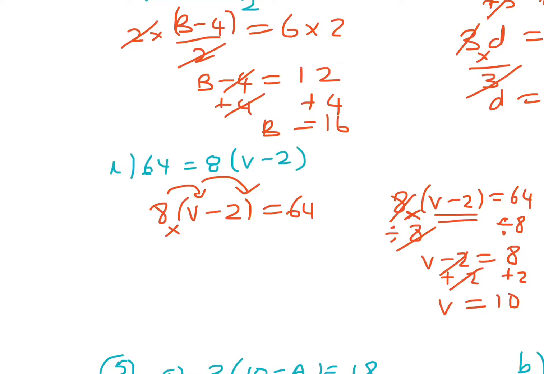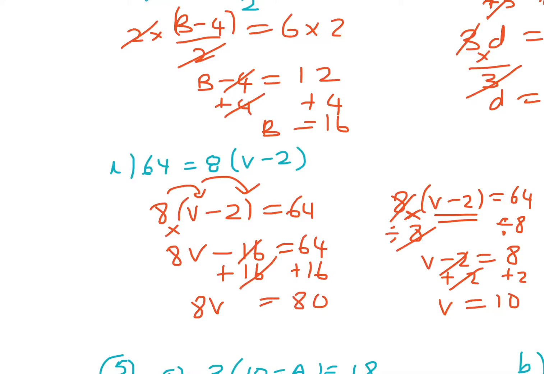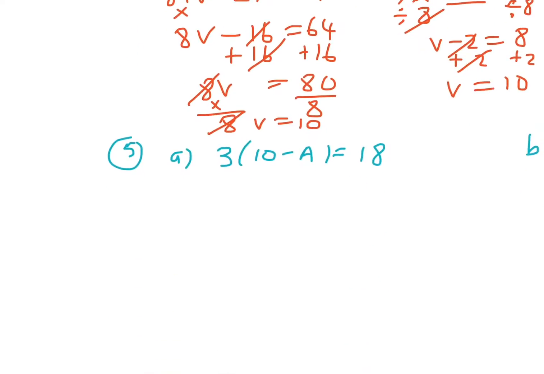Or you could simply expand it first. 8 times v is 8v. 8 times 2 is 16, is 64. Plus 16, plus 16, the 16s go out. 64 plus 16 is 80. And then to get rid of the times 8, you divide by 8. 80 divided by 8 is 10.